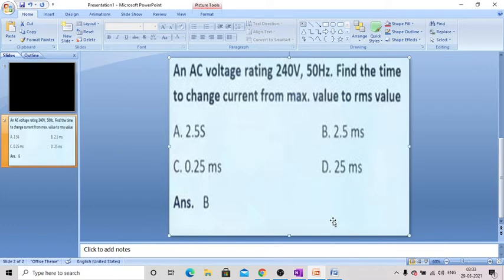Now students, please pause the video and note down this question and take 5 minutes to solve this. If you do not solve this question, then again continue my video and see how this question is solved by me.